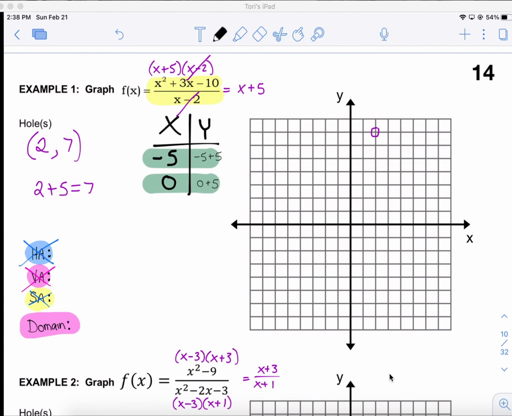I did highlight in green on the table what your intercepts are. So what would make that top equal 0? A negative 5 plus 5 would make it equal 0.